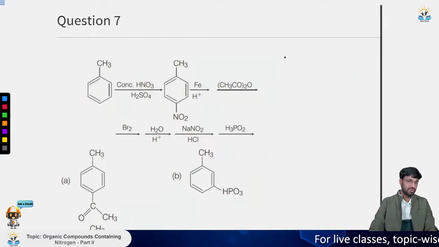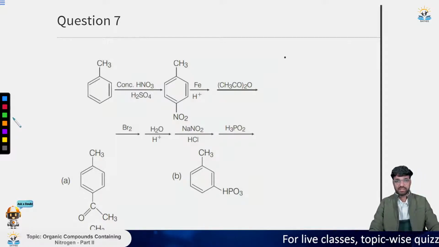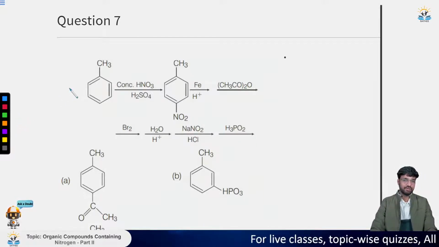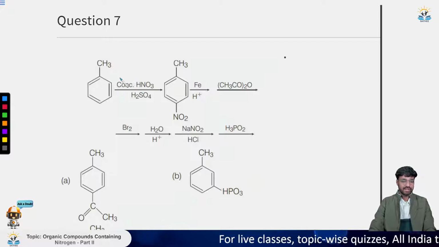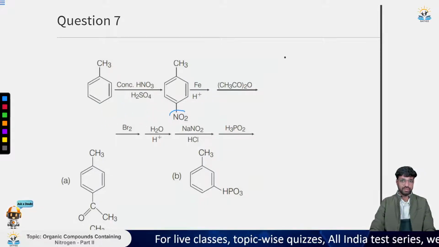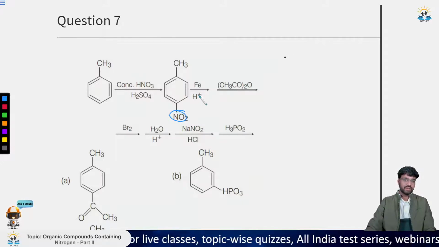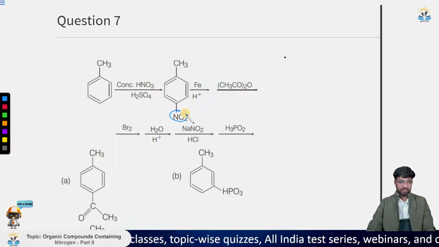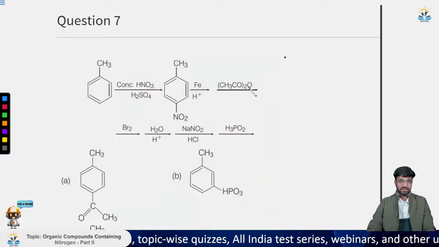It is a very long question, but let me remind you that this kind of transformation is very interesting to solve. So first we are taking the nitrating mixture here. So it will nitrate at this part. So the same thing is done here. Then we are reducing it. So we will get an aniline.